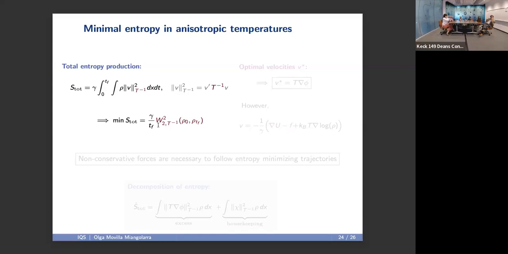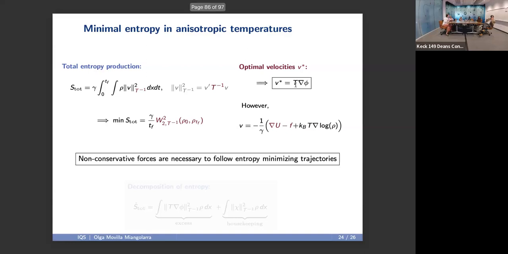Now, what this theory of optimal mass transport tells us is that optimal velocities in this case are now going to be given by these expressions, T times the gradient of a function. And here comes the problem, because we really only have control over this potential energy U typically. So through only this control, we cannot really achieve these velocities, because in general this T is a matrix, it's diagonal, but we cannot really achieve these velocities. And this means that we really need non-conservative forces to follow these entropy minimizing trajectories.